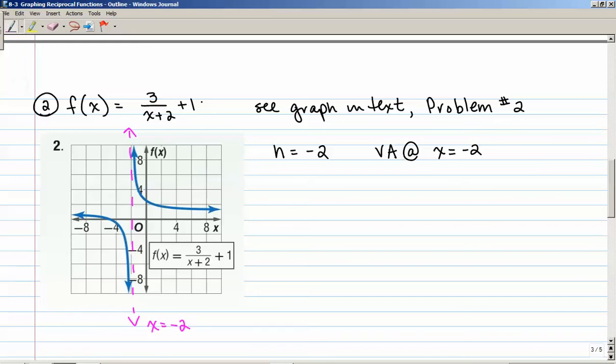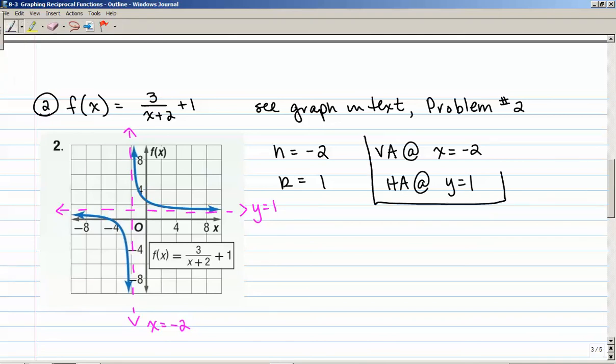And then my k value is 1. So that means I have a horizontal asymptote at y equals 1. And let's go ahead and find that line. Here's the line y equals 1. And I don't think I said it earlier, but just a reminder. An asymptote is a line that the curve approaches, but it will never touch. It just gets very close to that line, but it will never touch that line.